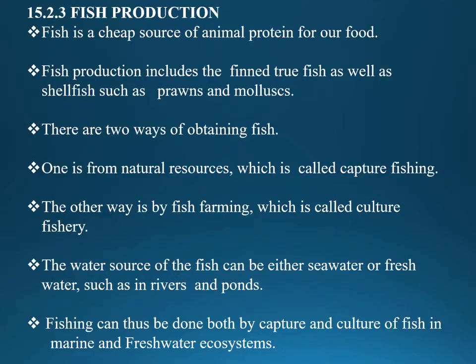Okay. Next one, the fish production. Fish is a chief source of animal protein for food. First one was cattle, next was poultry, next is fish production. We say fisheries, right? Thoothukudi is a very famous fisheries place. Fish is a chief source of animal protein for food.